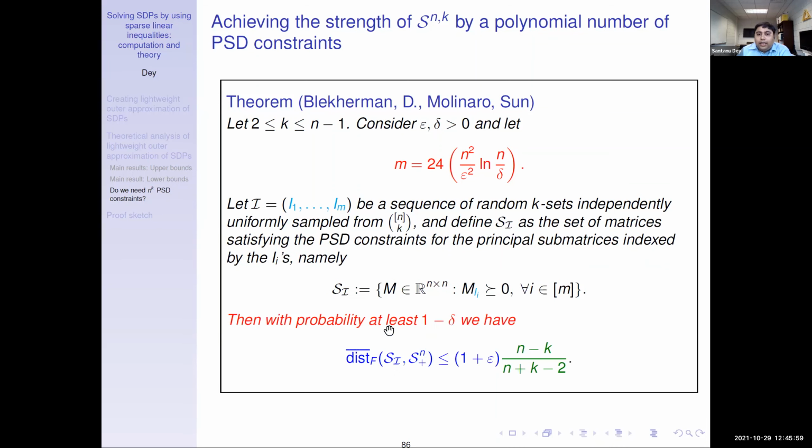Then one can show that the distance of this random cone, with high probability, so basically 1 minus delta probability, is this quantity. And this green part here, if you recognize, is our first upper bound.